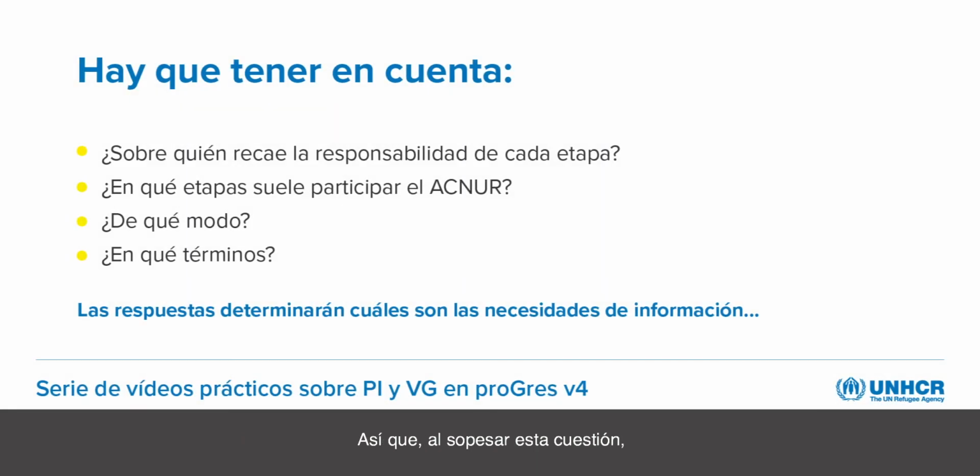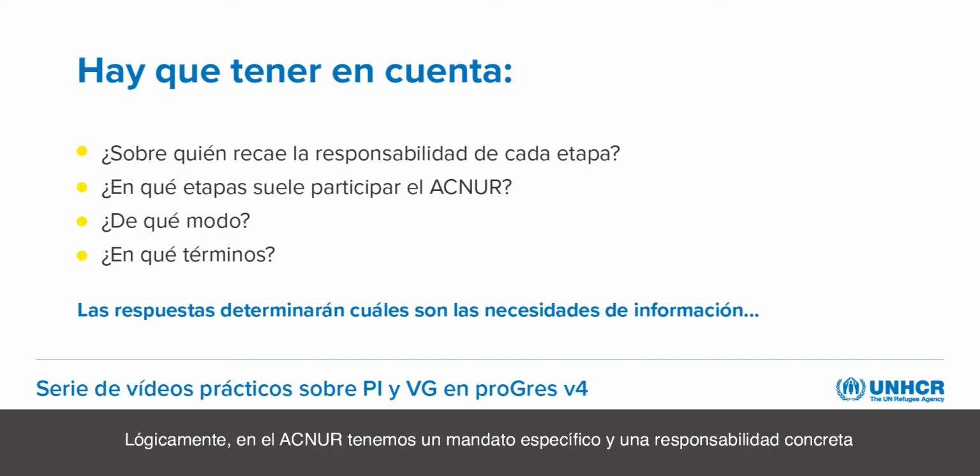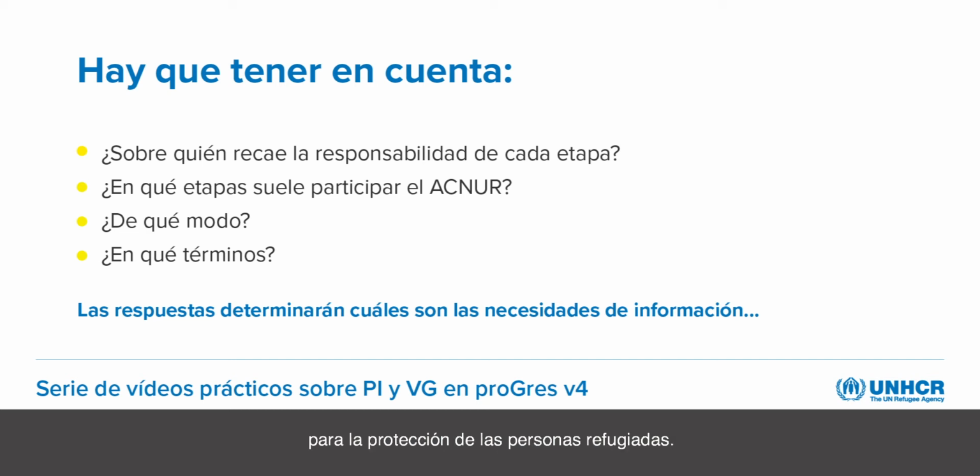So what we need to consider when we're thinking about this is who is responsible for what of the different steps. So obviously as UNHCR, we have a specific mandate and responsibility for the protection of refugees. Thus, we take a front position in terms of a lot of those responsibilities for, let's say, refugee status determination or for registration. But we also, in some contexts, don't necessarily take the direct service provision role when it comes to things like gender-based violence prevention and response.